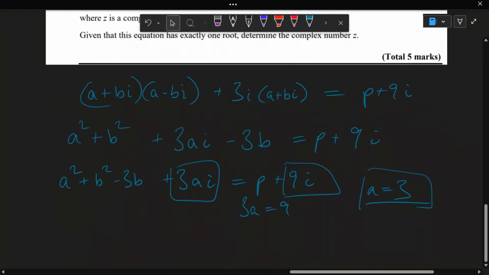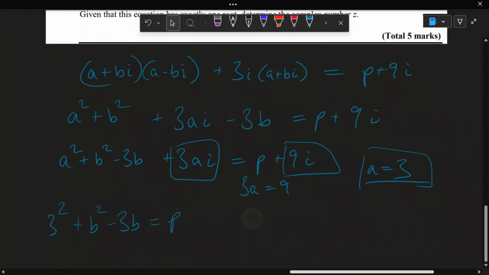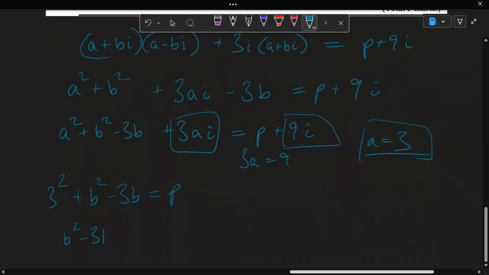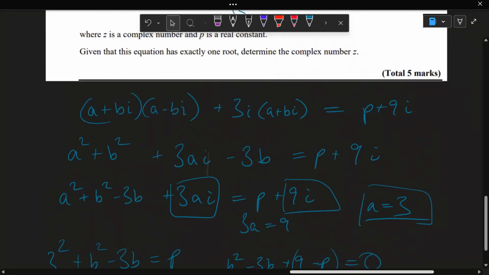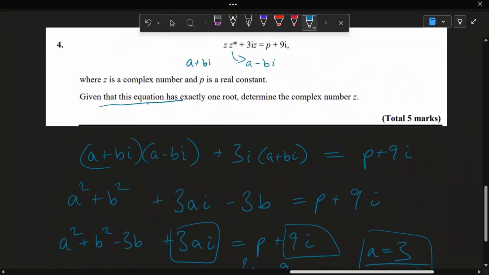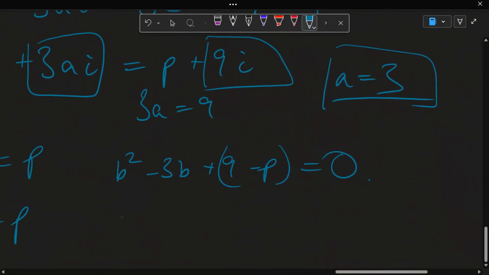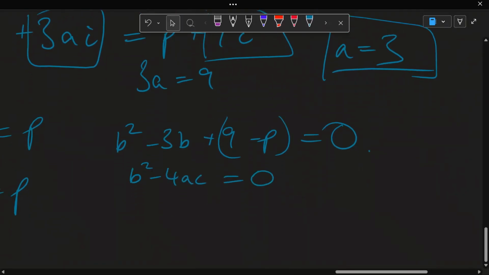Now let's look at the real components. We've got 3 squared plus b squared minus 3b equals p. That's our real terms. So you have b squared minus 3b plus 9 equals p. b squared minus 3b plus 9 minus p equals 0. Question says, given that this equation has exactly one real root, so this should already have alarm bells ringing. We need to consider the discriminant. So let's look, b squared minus 4ac equals 0, because we have one real root.